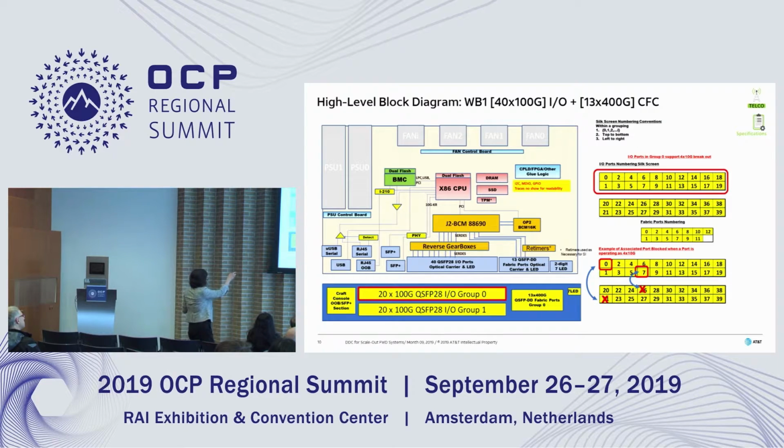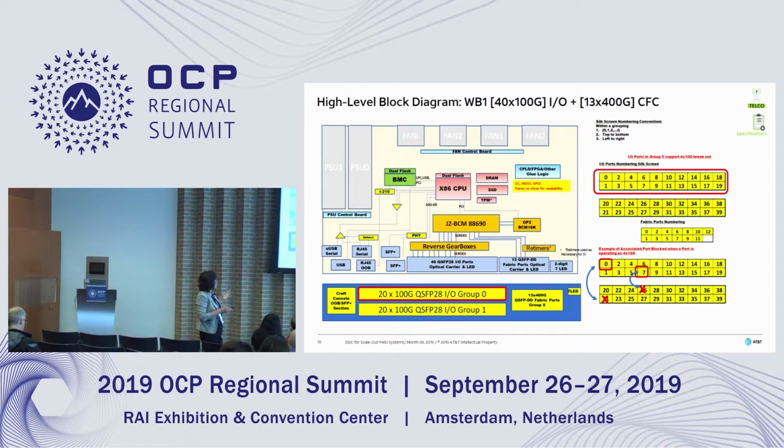And then in the corner here are all the different craft interfaces that we have to support, including the two 10 gigE from the x86 CPU that we bring out to the SFP. Those are for network management and other use. And then this is the 40 I/O ports that we bring out, and the 13 fabric ports that allow you to connect to the fabric chassis.